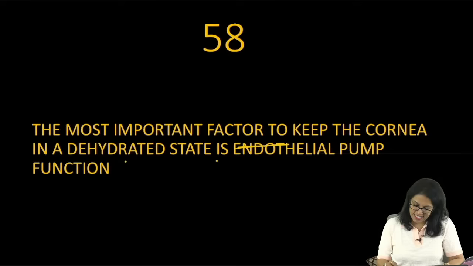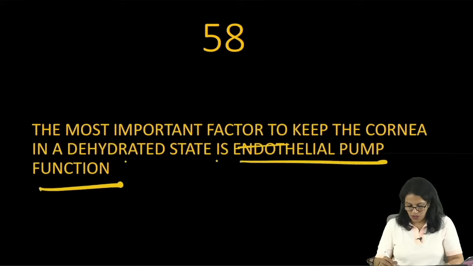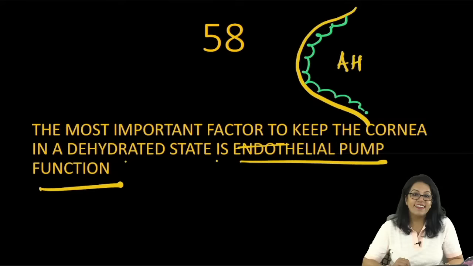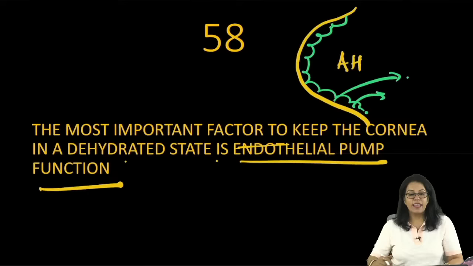Do you have any doubt on that? No. Yeh hai cornea, all around surrounded by water. Still it is dehydrated. How is this possible? It is possible because the endothelial cells are not only acting as a barrier, they are continuously pumping the water back into the aqueous. And this is mainly helping in maintaining the cornea in a dehydrated state and therefore the transparency of cornea. So, the first important thing is the normal number of endothelial cells.